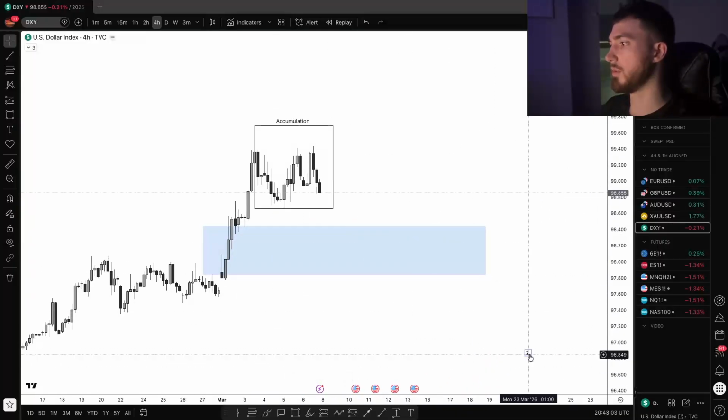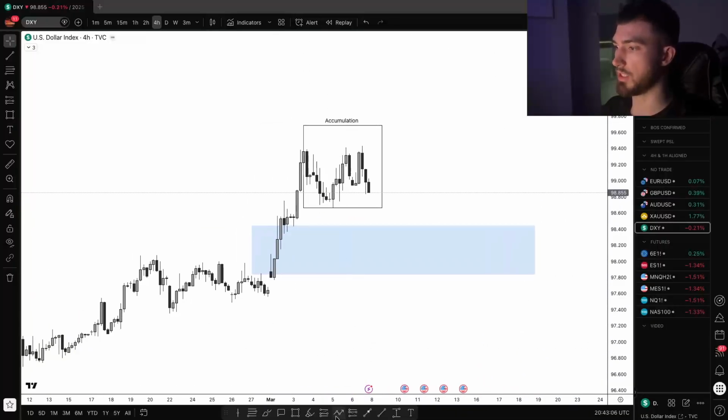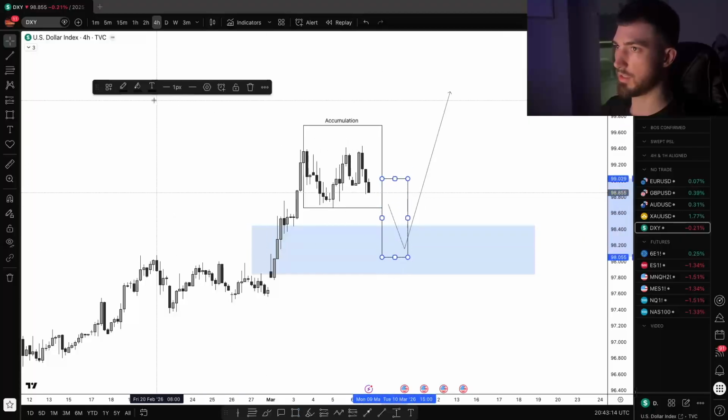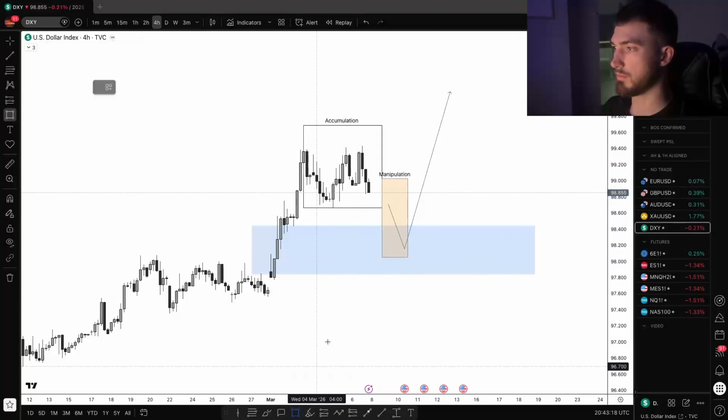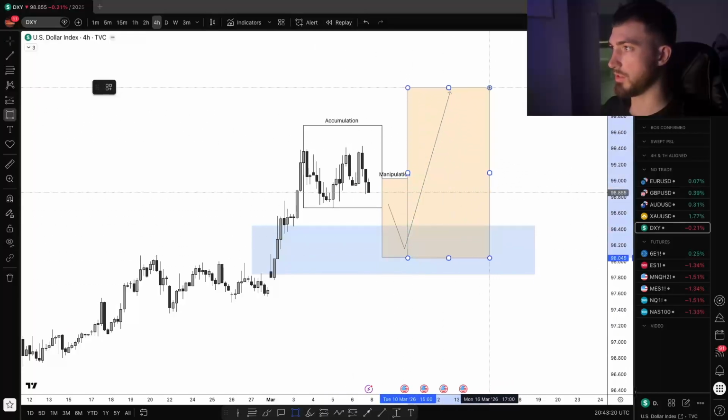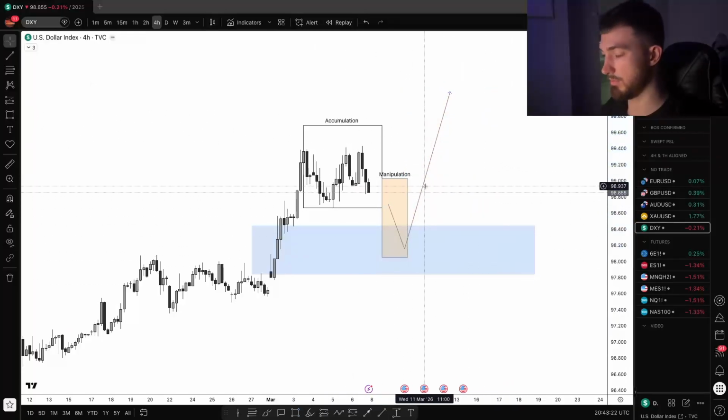So when we start to think about narratives and what the market might be telling us it wants to do, then we could see a manipulation leg like such before we get the push, which would be the distribution. If I just mark that out just for an example, and then we get the distribution like so. So that could be that first play.